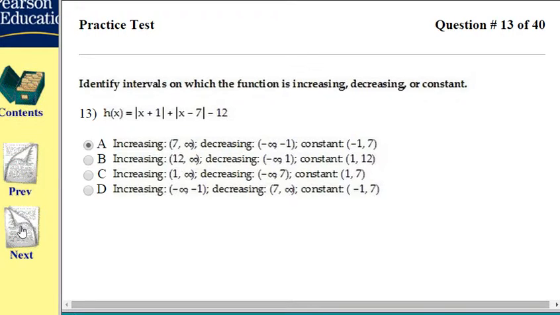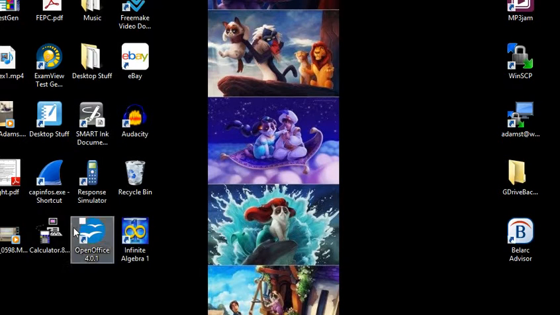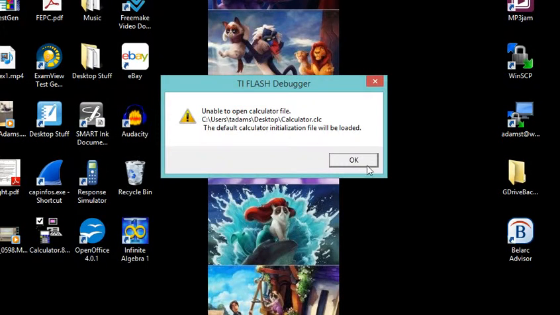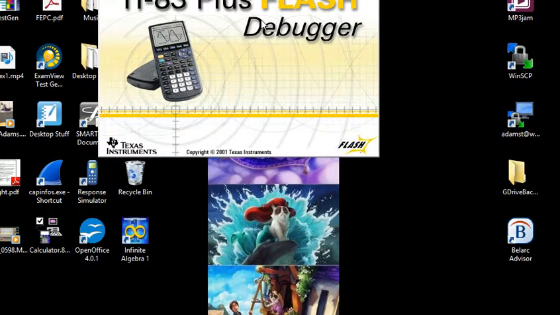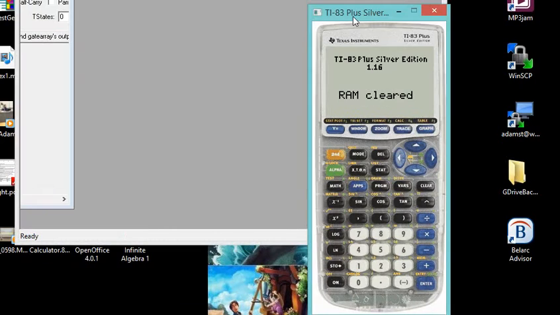So if I go to problem number 15, it says determine graphically the local minimum and local maximum of f of x equals negative 4x to the 2/3 minus 3. So now for this one I'm going to use my graphing calculator, because that's what you would use to take the ACT test. So we're going to try to do that.